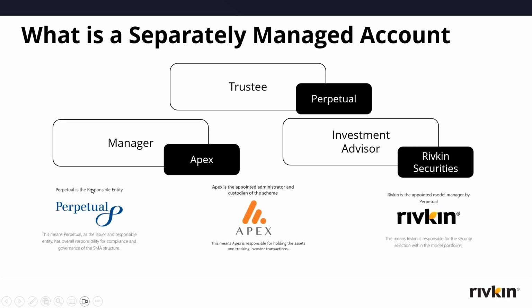So again, Perpetual, they're a responsible entity and they're overall responsible for the compliance and the governance of that structure. Apex, formerly Mainstream, are responsible for holding the assets, taking care of the administration relating to the product and performance reporting, and Rivkin are responsible for the investment selection of those portfolios.